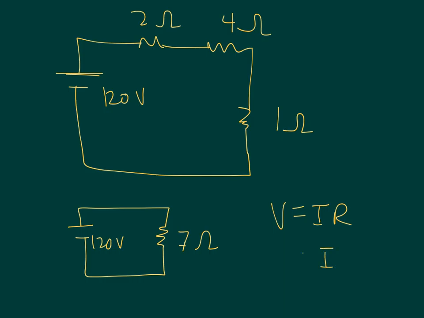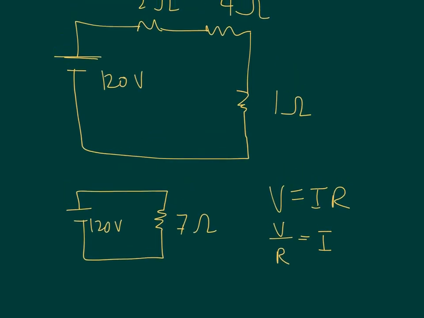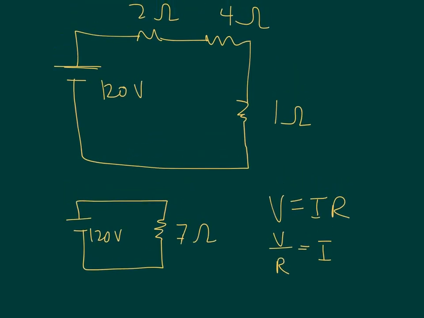The current is going to equal the voltage over the equivalent resistance. So 120 over 7. 120 over 6 is 20, so it's going to be a little bit less than 20 something. What do you got? 120 over 7. And these are going to be measured in amps. Remember, current is measured in amps.